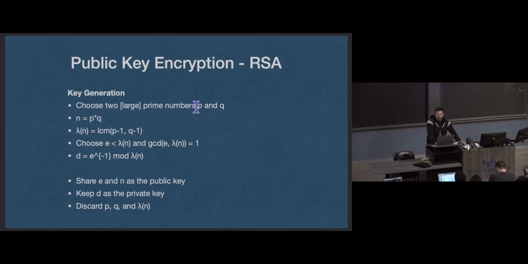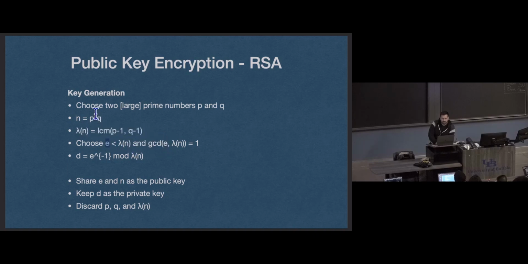So we're going to choose two large prime numbers, multiply them together to generate a value n, and get our value lambda of n, which is the least common multiple of p minus 1 and q minus 1.